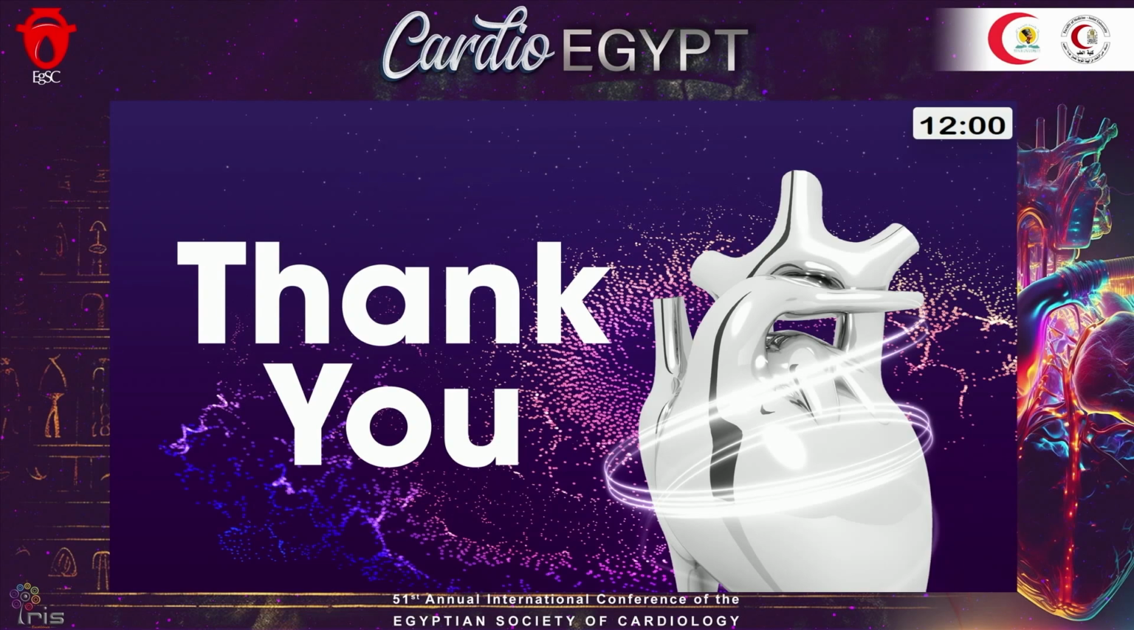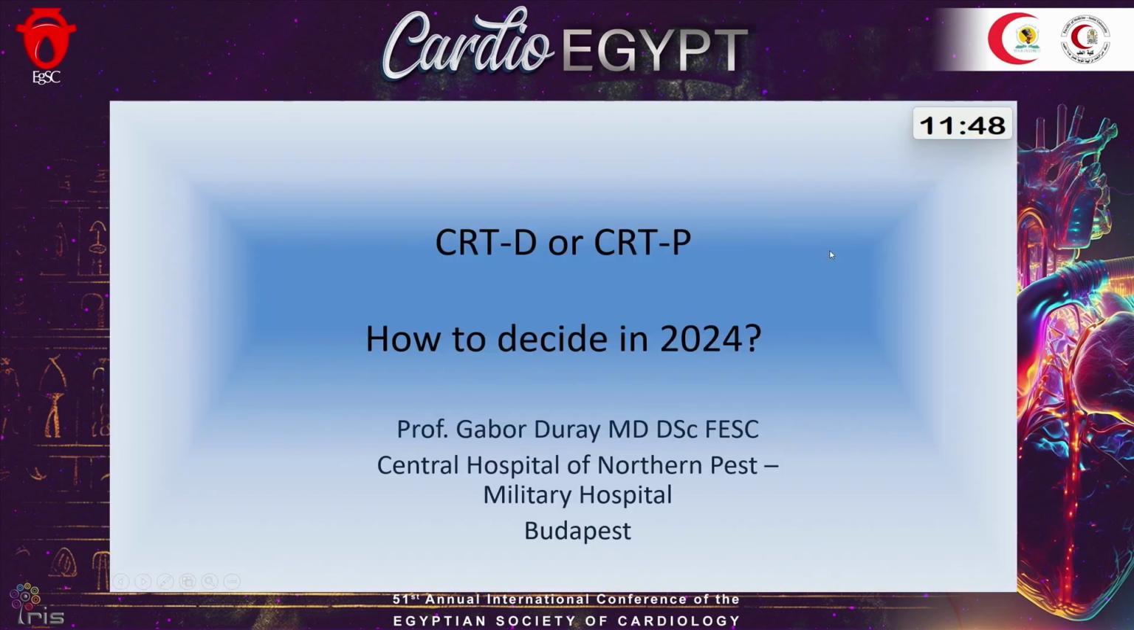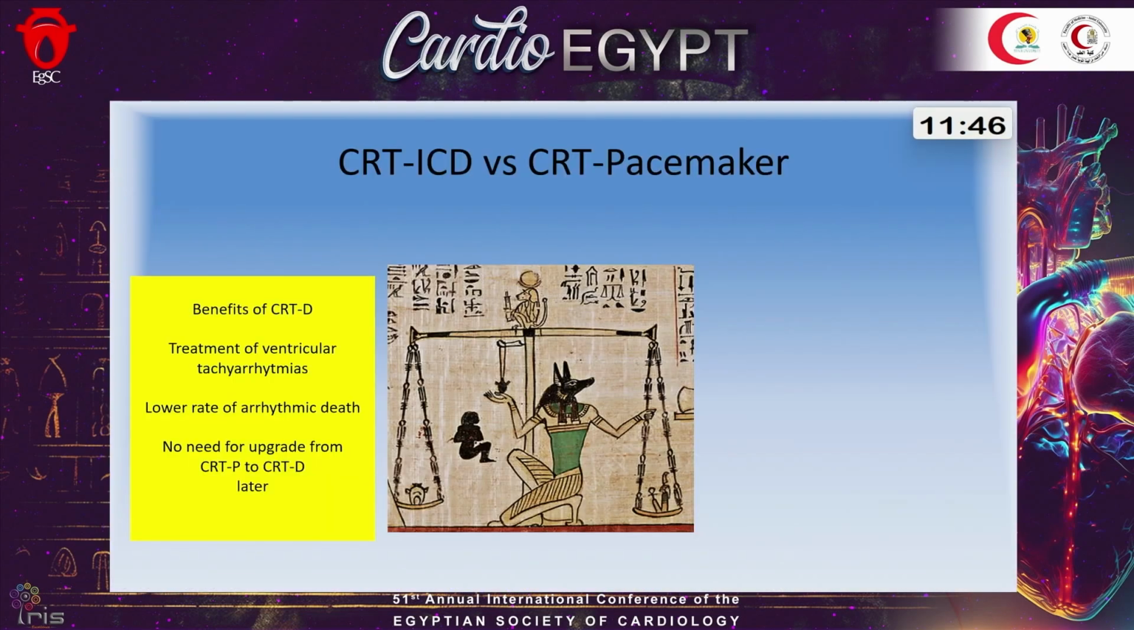Thank you very much, very clear. CRT-ICD or CRT pacemaker. So to come back to the very first step, what are the benefits of the CRT-D? It's quite clear: terminate ventricular arrhythmias, get a lower rate of arrhythmic deaths, and the last one is really personal: there will be no need for an upgrade from CRT-P to CRT-D, but I really hate to put an ICD lead in a CRT pacemaker patient.